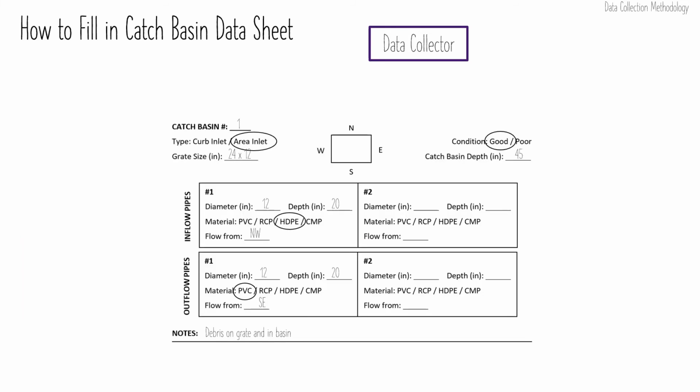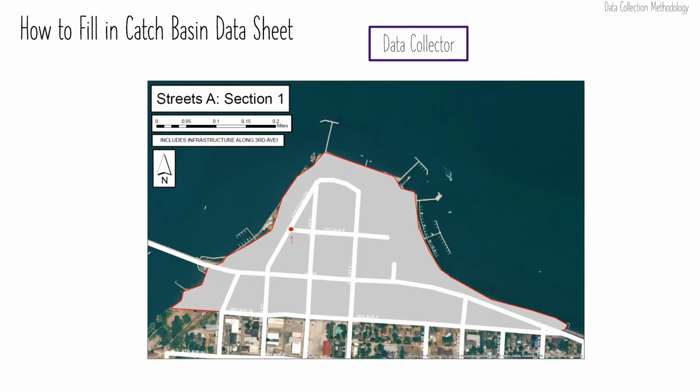Data recorder, you'll want to fill in these numbers on the data sheet as the data collector reads off the measurements. Then you'll want to draw arrows for each of the inflow and outflow pipes in the little box at the top of the data collection sheet. Here's an example of what a completed data sheet should look like. Double check that you have the location and number marked in red on the map, and you're good to move on. And you'll just repeat this process for all of the catch basins within your section.